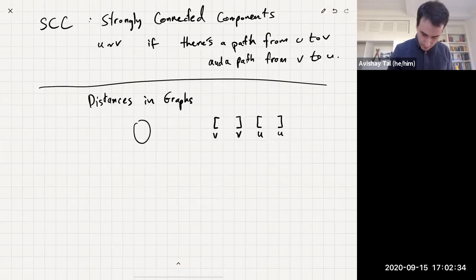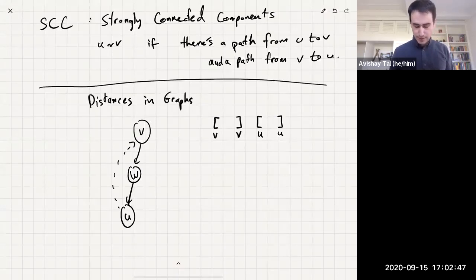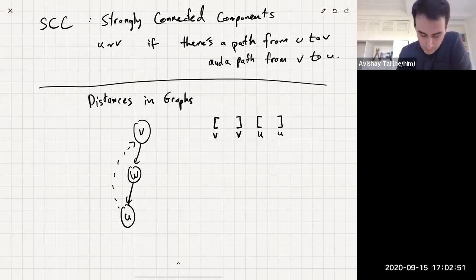Maybe we have here V, W, U, and then we have an edge from U to V. So that's a back edge in the tree, right? Maybe we have more things. In the tree, it's an edge from a vertex to some ancestor of it, maybe its father or the grandfather or more than that.